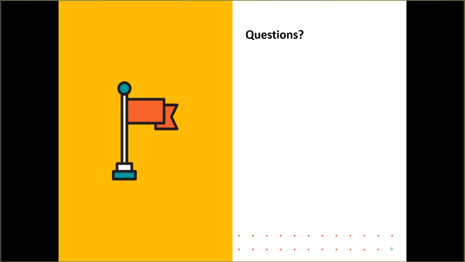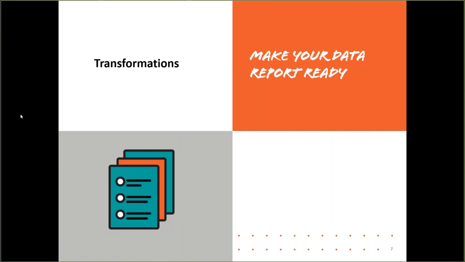Then we continue with the set of transformations. And you might already have seen a few tabs. We have two different sets of transformations. One is basically selecting the data that you want into your report, and the second one is manipulating the data you want in your report.